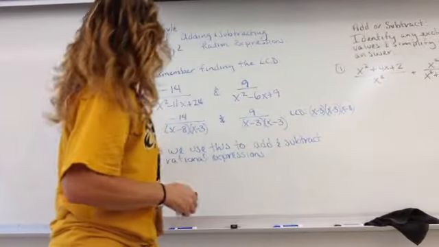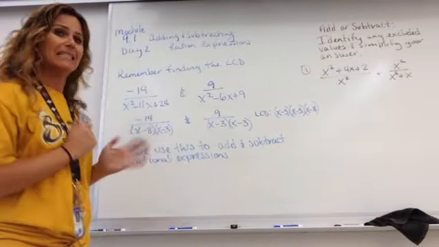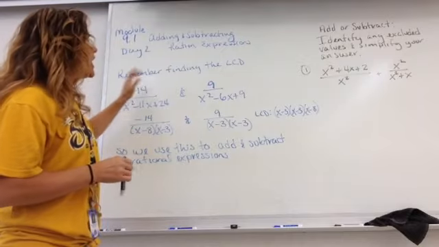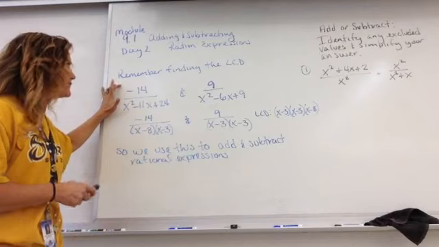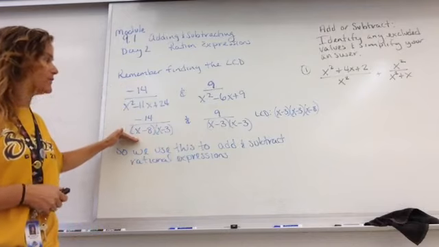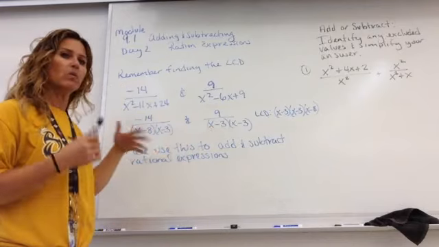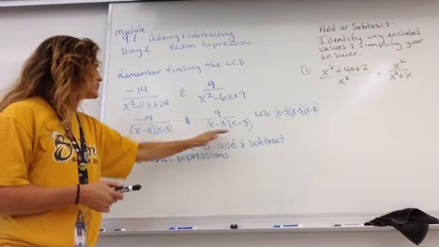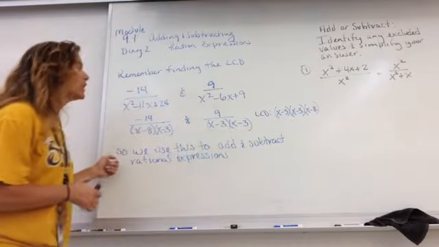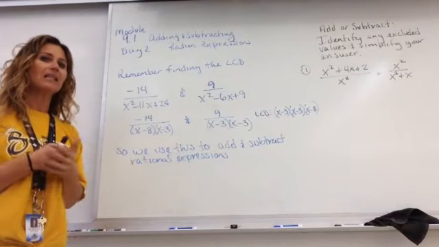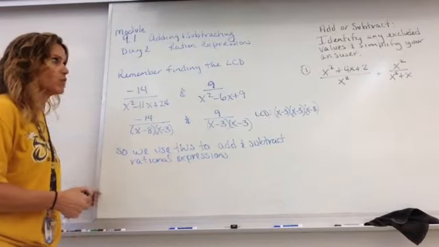All right, so here we are, module 9.1 again, day 2. We're still adding and subtracting rational expressions. So remember finding the LCD from yesterday. You have to factor your denominators, and then we want one of each. Since the x minus 3 shows up twice, we actually need it twice in our LCD. We're going to use this idea to add and subtract our rational expressions.